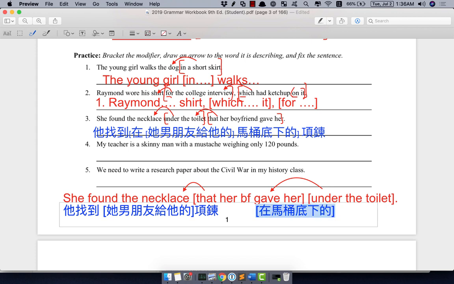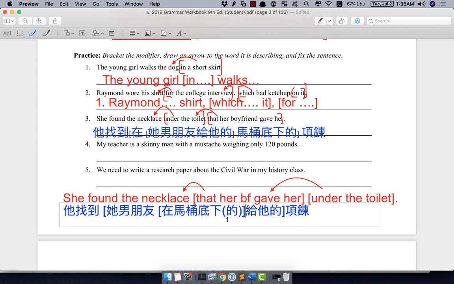Okay, and where does that go? That describes gave. The the is like optional. In Chinese, sometimes you don't have the word the. So since that describes gave, you move that before gave in Chinese. Okay, so this is 她找到她男朋友在马桶底下给她的项链. Right? Does the translation make sense? Like, that's how you're supposed to translate from Chinese to English.